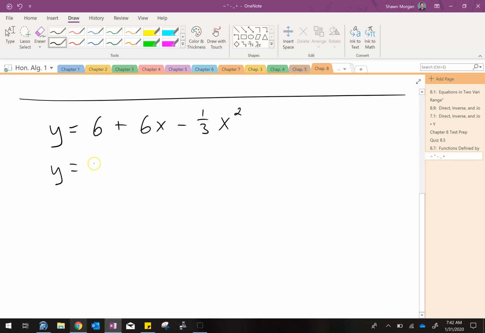So y equals negative 1/3 x squared plus 6x plus 6. Are those the same two functions? Yes, Jacob's nodding his head. Yes, they are the same. All I did was rearrange their terms. This is the proper way to write out a quadratic function. This is the proper way to express it.